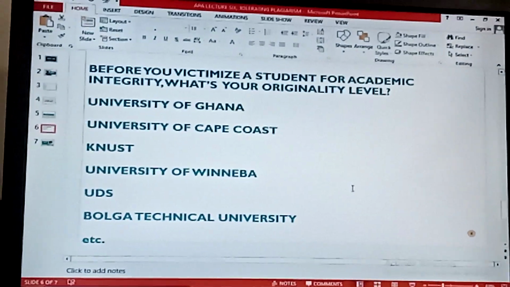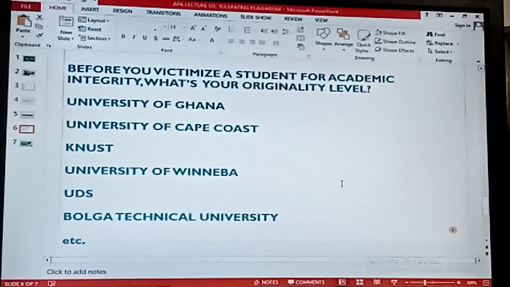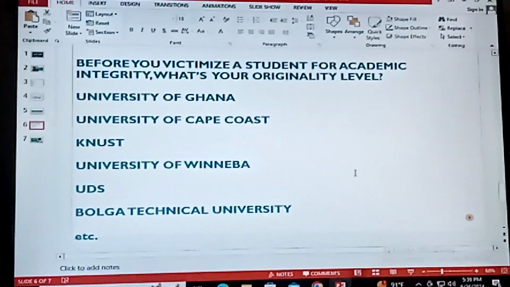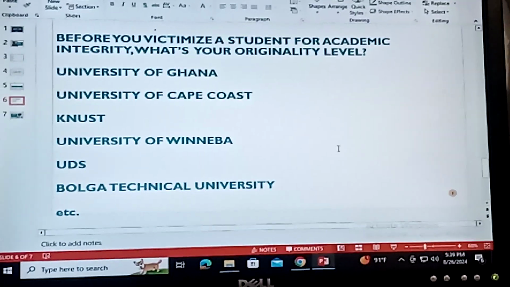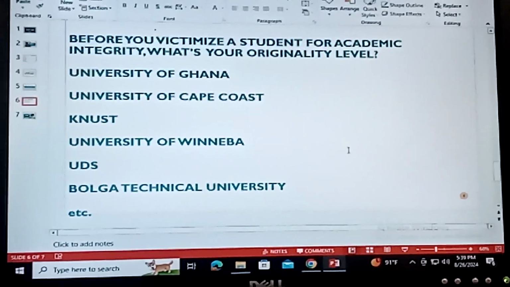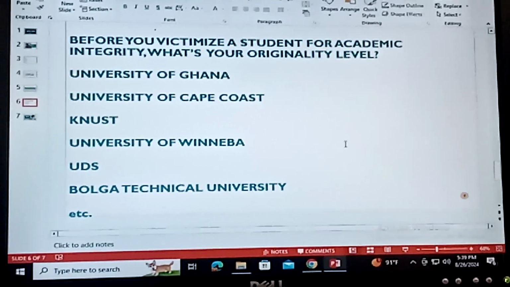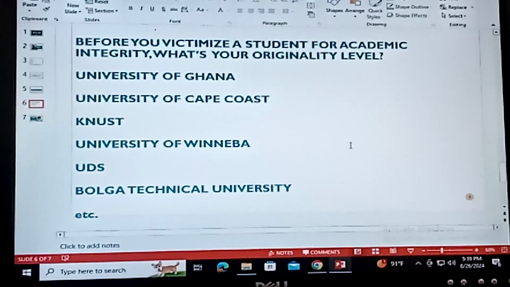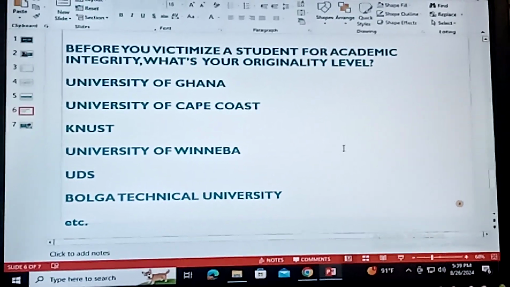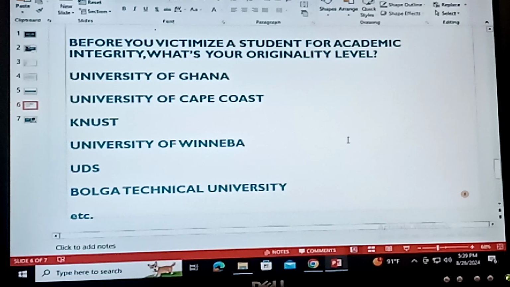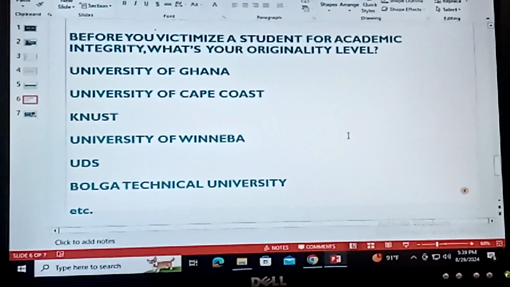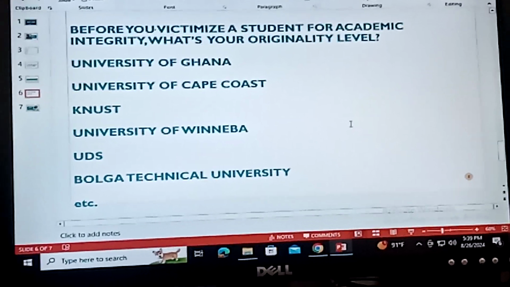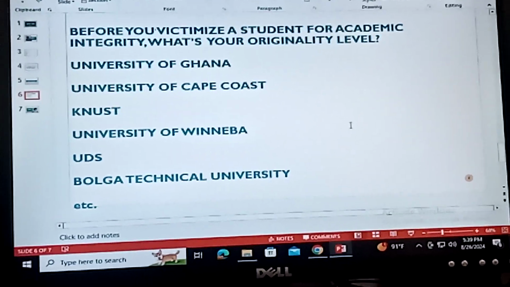This is now a basic question to all the universities listening or watching this lecture. University of Ghana, what is your originality level? University of Cape Coast, University of Science and Technology, University of Winneba, UDS, Bolgatanga Technical. What are your originality levels? Remember, you cannot start punishing the student without measuring your tolerance level.